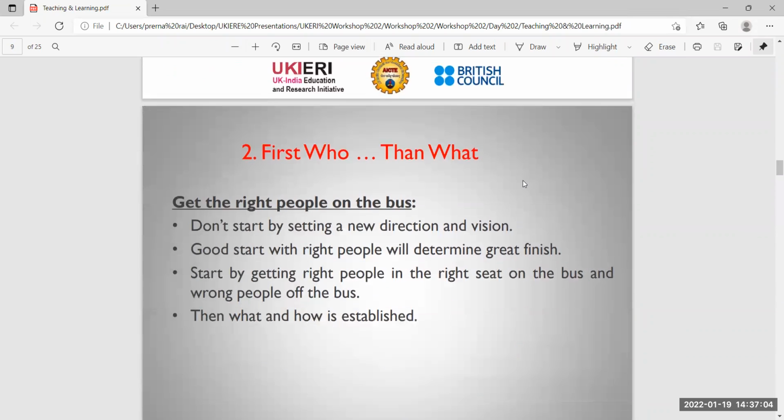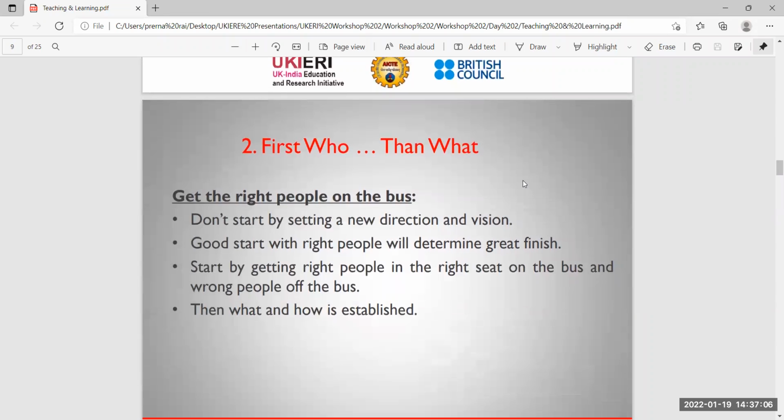The second step is that we should always think of who rather than how or what. So get the right people on the bus. We are not thinking about ideas right now. If I have some purpose in my life, I should focus on that purpose, and how I am going to achieve it is not important in the beginning. It is stated that you should think about who you are going to go with. Get the right people on the bus.